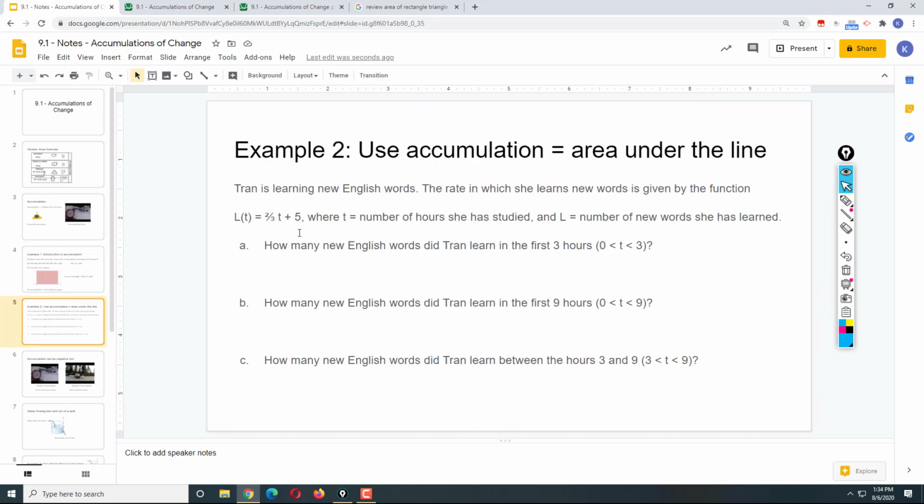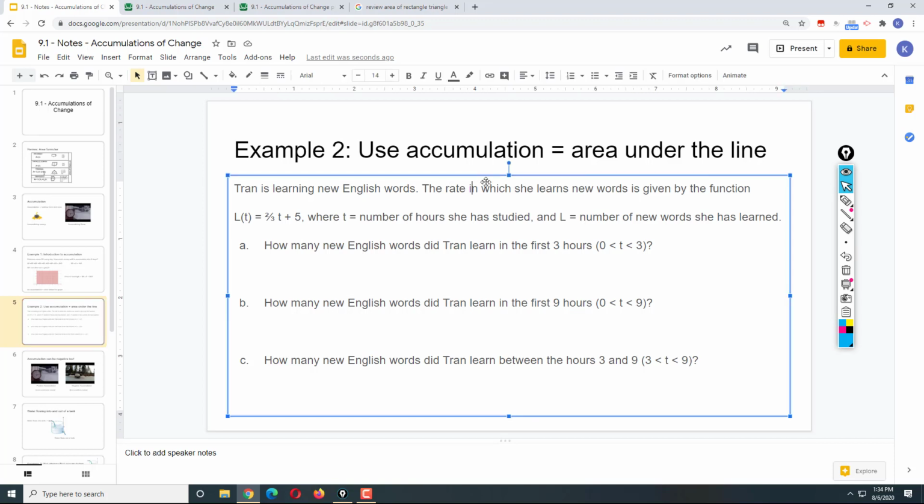Example 2. In this example, it's going to be a lot harder. We can't just multiply. However, using the idea that accumulation is the area, we can solve this problem much more easily. So here is example 2. Tran is learning new English words. The rate at which she learns new words is given by the function L of t is equal to 2/3 t plus 5, where t is equal to the number of hours she has studied, and L is equal to the number of new words she has learned.